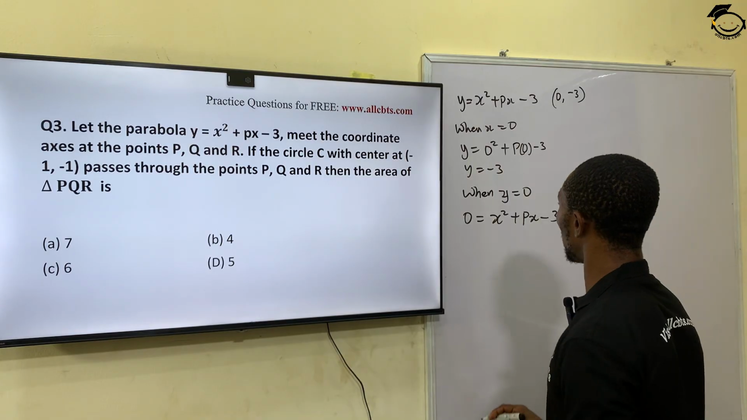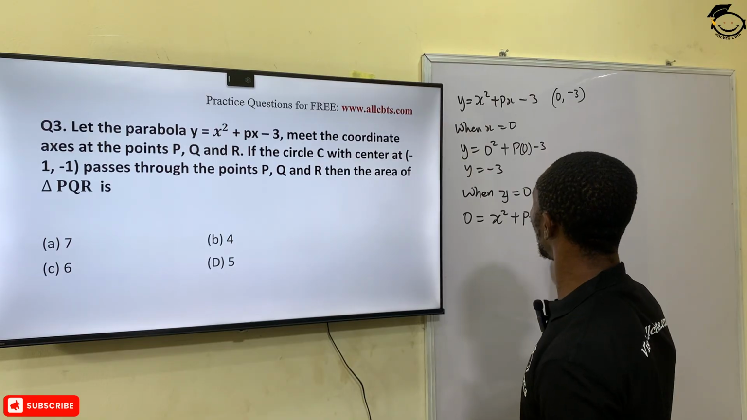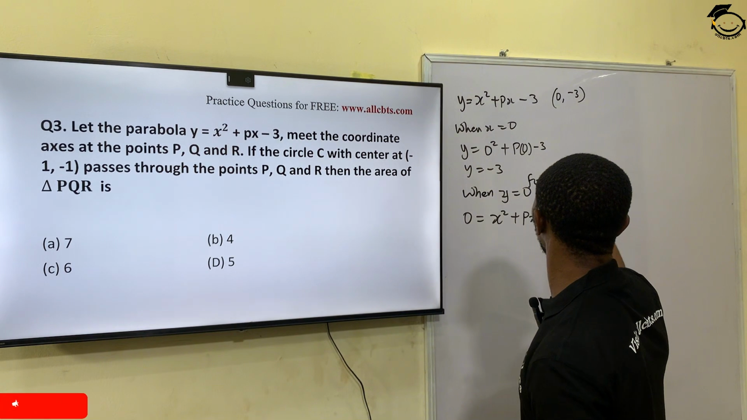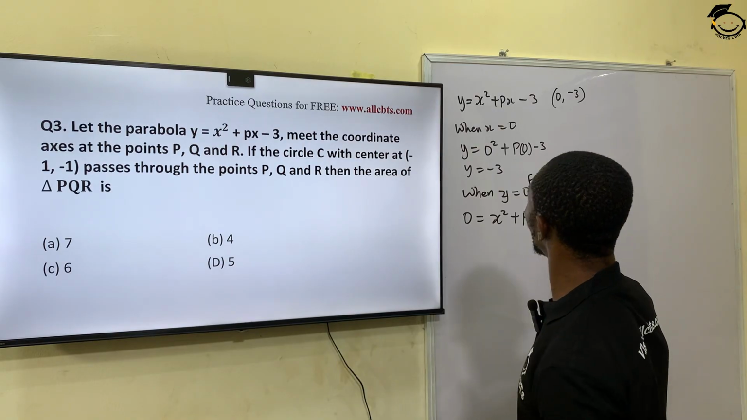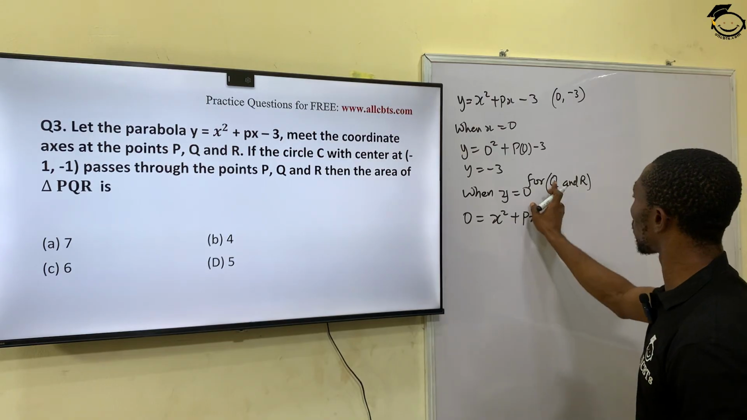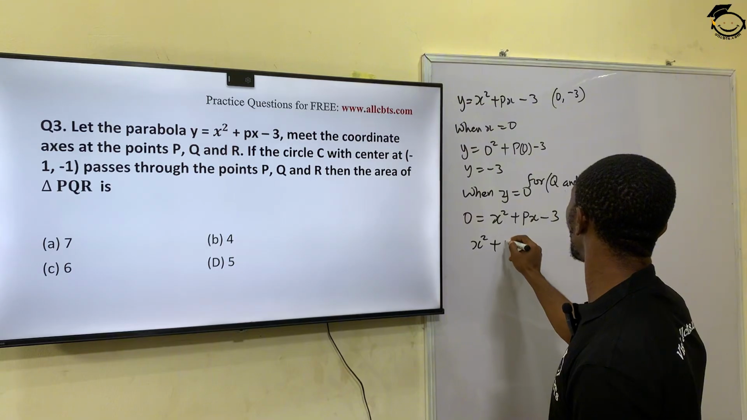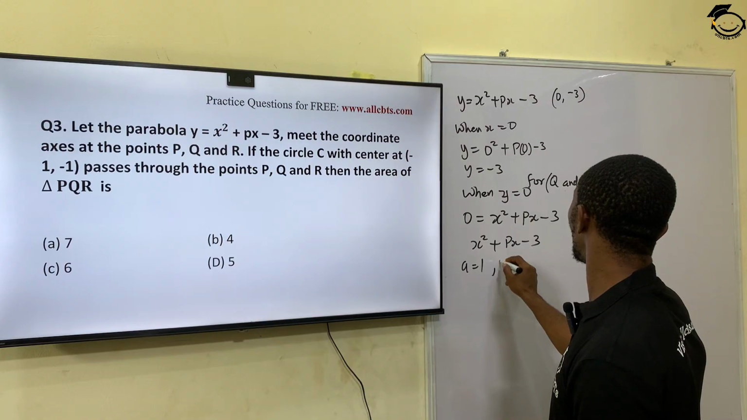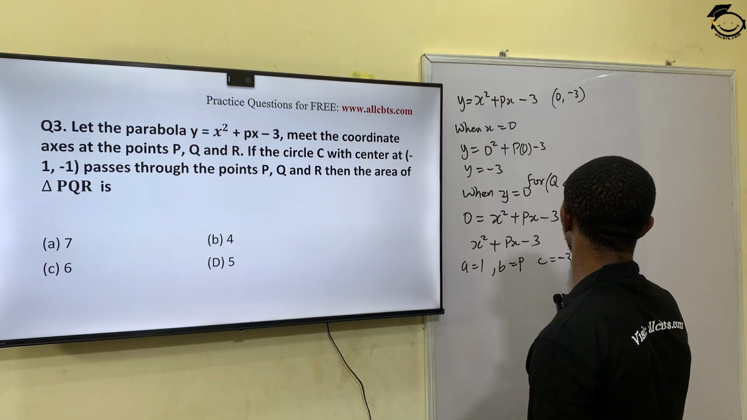All right, so with this, we can use our almighty formula or quadratic formula to expand this. This is for Q and R on the x-axis. Okay, this is giving us a quadratic equation. We can find the values of this. One will be for Q and the other will be for R. So here we have it as x squared plus px minus 3, where our A is 1, B is P, and C is minus 3.